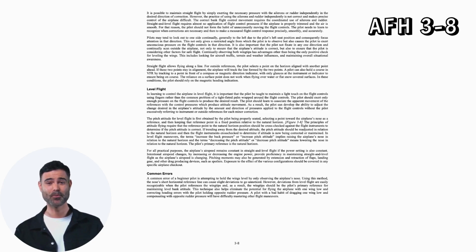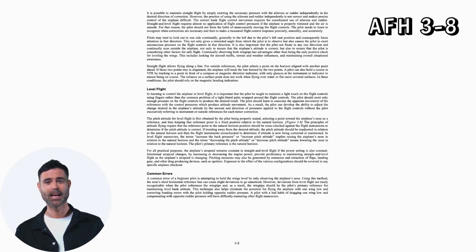Common errors. A common error of a beginner pilot is attempting to hold the wings level by only observing the airplane's nose. Using this method, the nose's short horizontal reference line can cause slight deviations to go unnoticed. However, deviations from level flight are easily recognizable when the pilot references the wingtips, and, as a result, the wingtips should be the pilot's primary reference for maintaining level bank attitude. This technique also helps eliminate the potential for flying the airplane with one wing low and correcting heading errors with the pilot holding opposite rudder pressure.